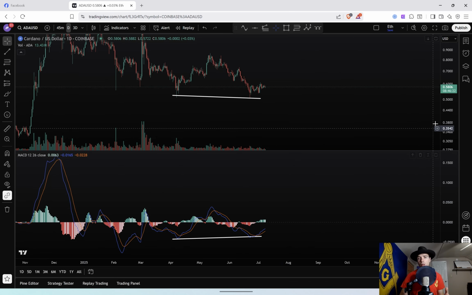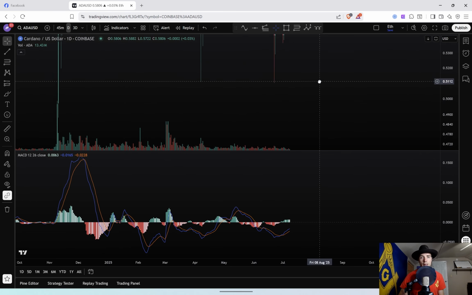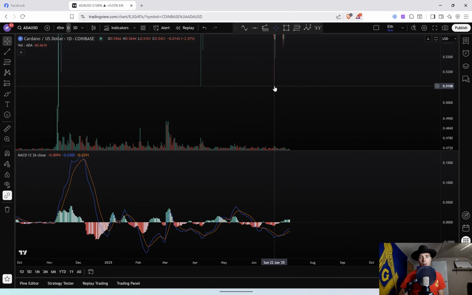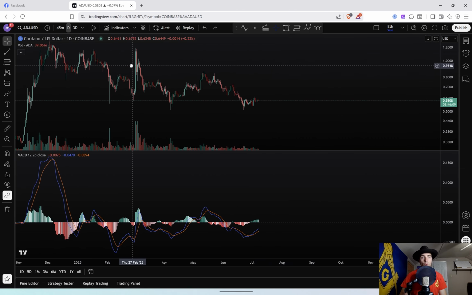And if you switch to the logarithmic chart and you zoom in a little bit here, you can see that that is slightly a lower low. So that does confirm that that is bullish divergence here on the daily candlesticks for Cardano.